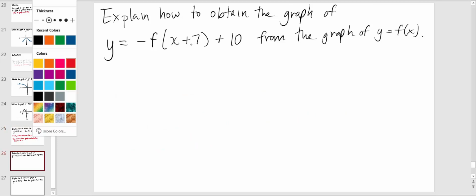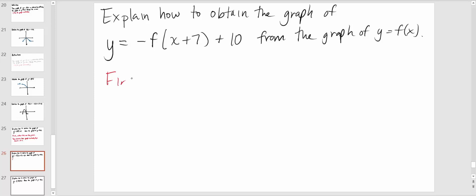We're going to follow the order of operations. The order of operations would tell us to start inside these parentheses. That's going to be a horizontal effect. When you add directly to the x, that shifts the graph to the left, not to the right. So first, shift the graph of y equals f of x. We're just going to say f of x. To the left, 7 units. That's probably not the best way to say that grammatically. Shift f of x 7 units to the left is probably the better way to say that. Too lazy to fix it.